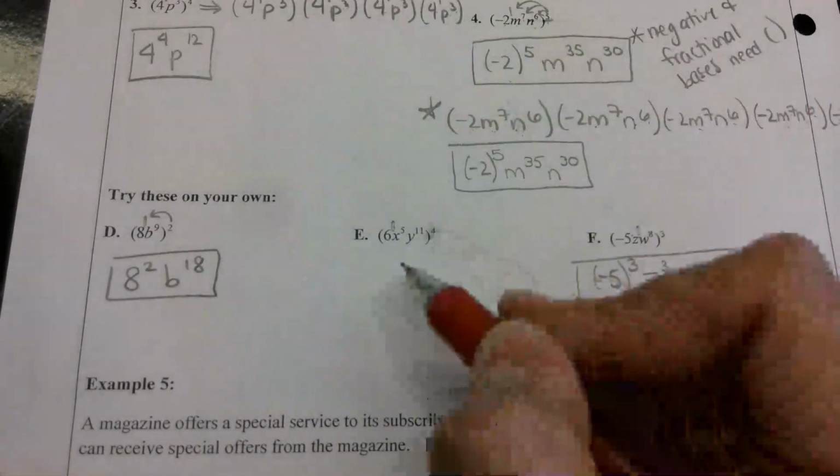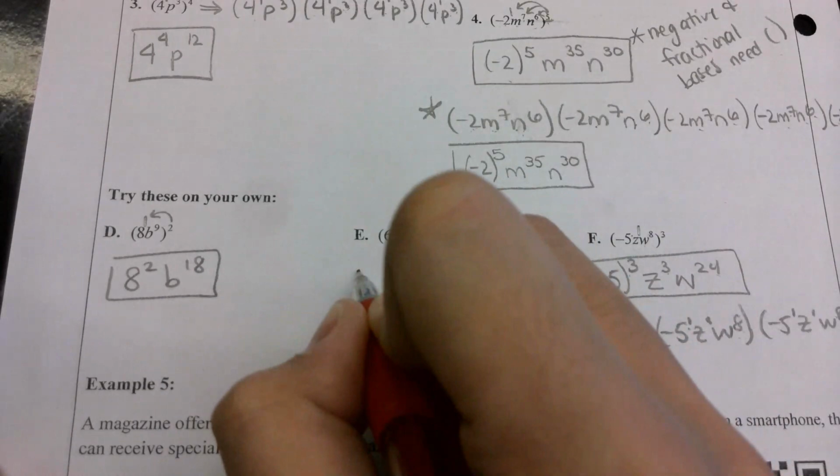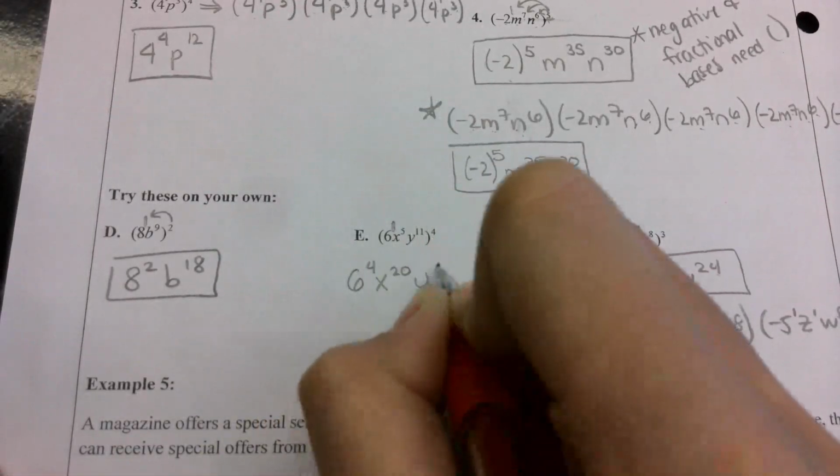What did we get for E? Oh, Jake R? I got 6 to the 4th power, x to the 20th power, and 1 to the 5th power. Beautiful. Nice job.